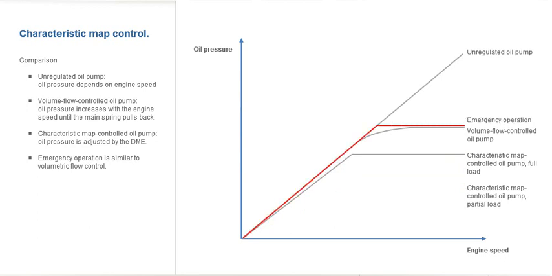The emergency valve limits the pressure to 5.5 bar, which ensures a similar behavior to that obtained via volumetric flow control if the characteristic map control valve drops out.